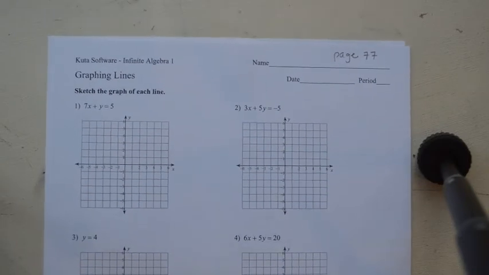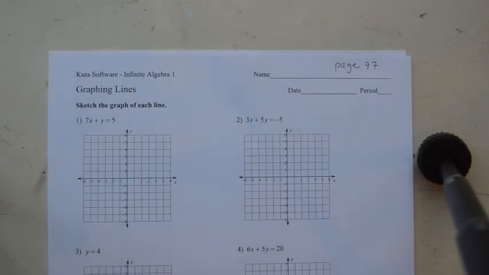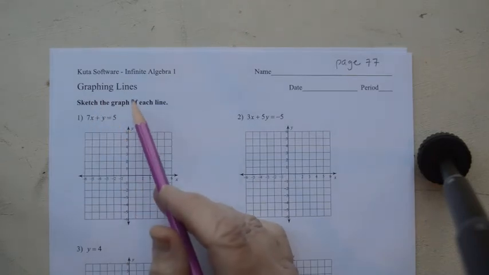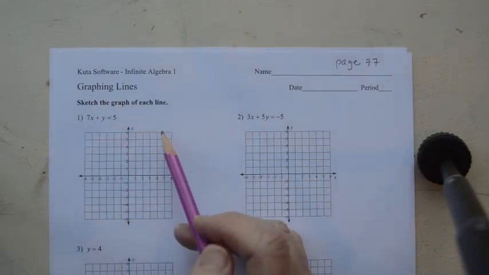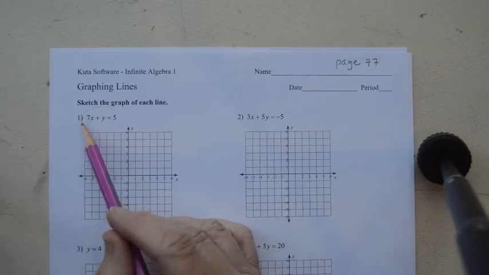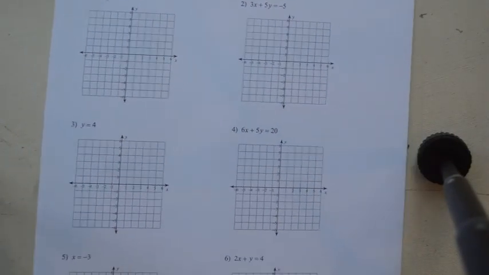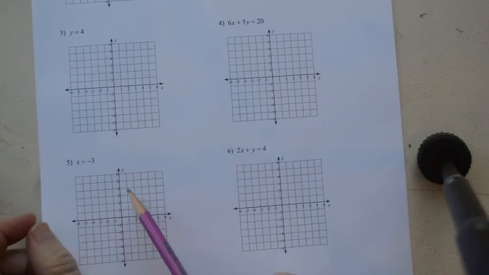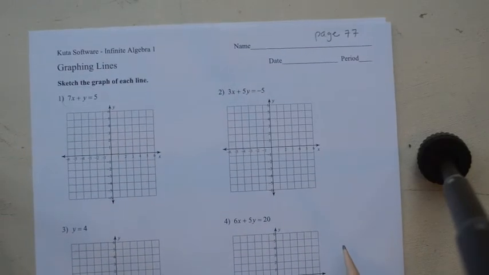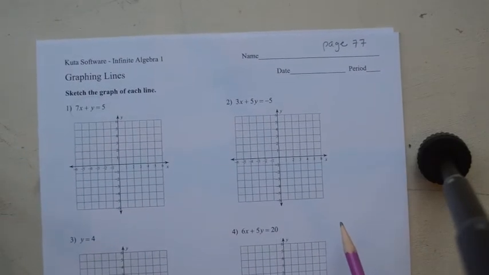All right, I want you to notice the types of problems that are on this page. The directions are still the same. Sketch the graph of each line. But what I want you to notice is that in every problem, well, with the exception of maybe this weird one right here and this weird one right here, in every problem, y is not by itself like it was in the previous ones.